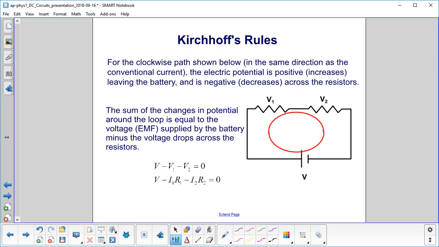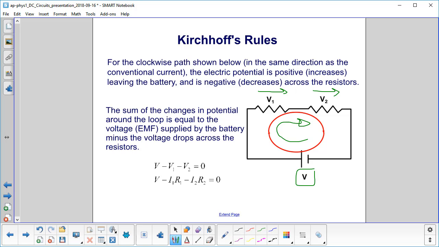For the clockwise path shown below, that's this way, in the same direction as a conventional current, the electric potential is positive when you leave the battery's positive terminal. You have added energy to the charges. And when you go through the resistors, the potential decreases. They have transferred that energy into thermal energy, light, other types of energy.